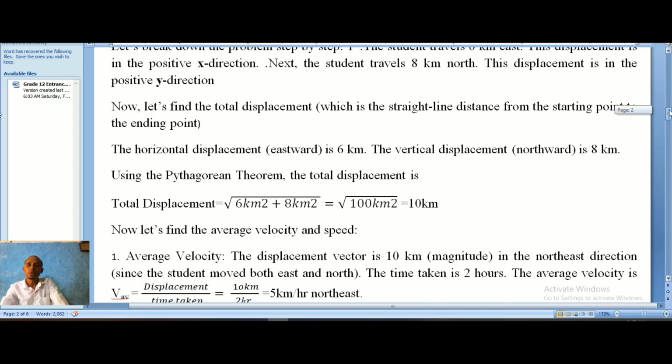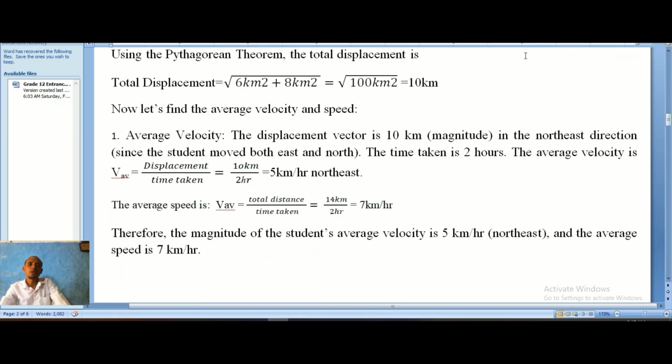Now let us find the average velocity and average speed. Our subject matter is what? Average velocity and average speed. Average velocity means the displacement vector, 10 kilometers in the north direction. Since the student is moving both east and north, the time taken is 2 hours. Average velocity is displacement over time taken, which is 10 kilometers over 2 hours, which equals 5 kilometers per hour in the north direction.